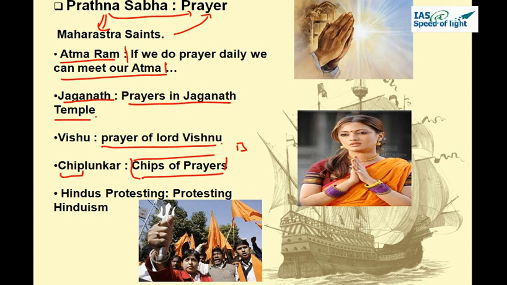And this Prarthana Sabha is also known as protesting Hinduism. Okay, and protesting Hinduism, we get Hindus who are protesting. This is the picture where Hindus are protesting, and why are they protesting? Because they are not getting the right to pray. So Prarthana Sabha becomes prayer, and it is also known as protesting Hinduism, or Hindus who are protesting on the streets because they are not getting a chance to pray.